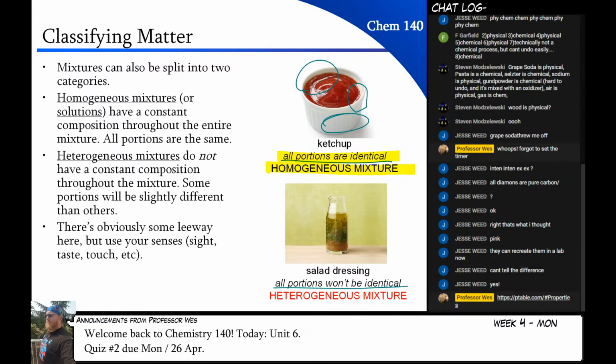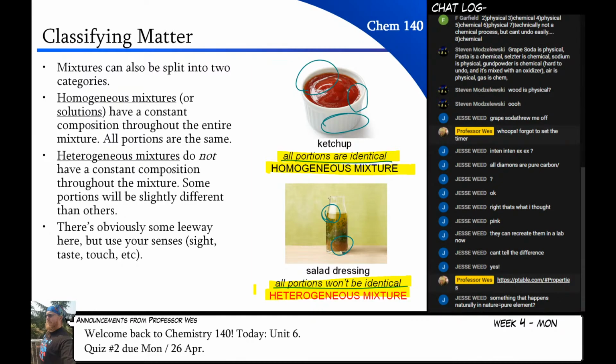Down here, though, in the salad dressing, you can see that if I scoop from the top and I scoop from the bottom, I'm going to get very different results. The top is mostly oil in this picture, but the bottom is where all the herbs and the spices and the good stuff are, right?